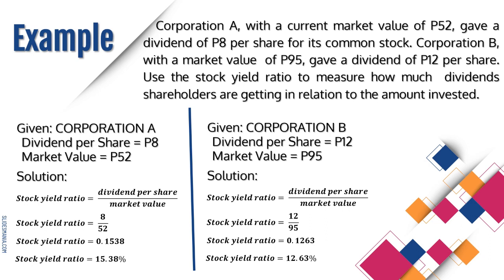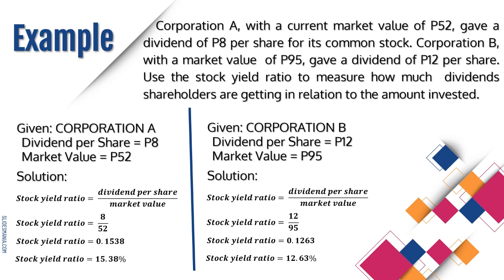A Corporation A with a current market value of 52 pesos gave a dividend of 8 pesos per share for its common stock. Corporation B with a market value of 95 pesos gave a dividend of 12 pesos per share. Use the stock-yield ratio to measure how much dividends shareholders are getting in relation to the amount invested.